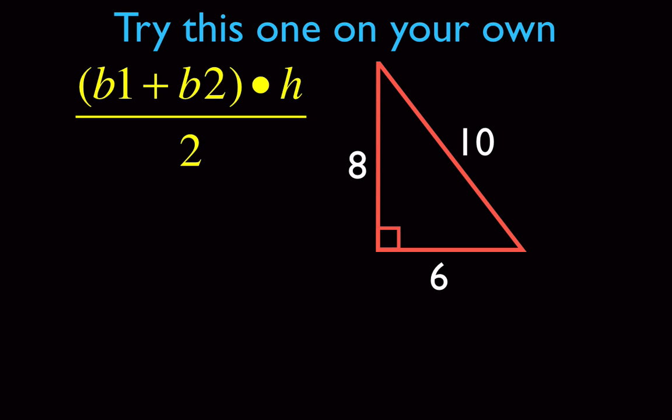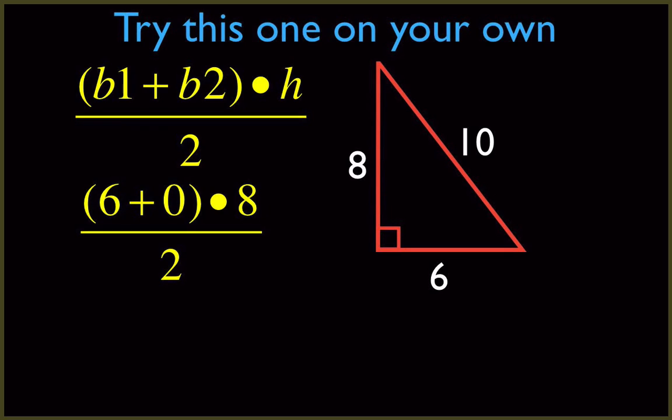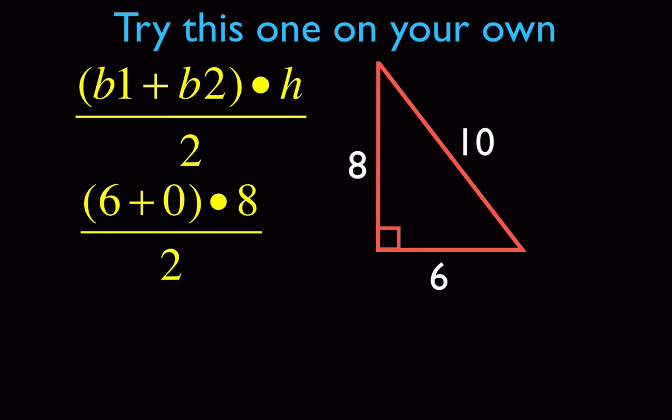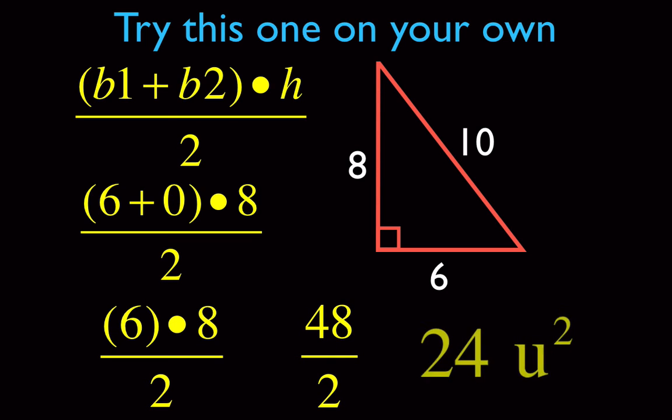Alright, so hopefully here you ignored the 10 and remember that the base 2 is actually 0 on a triangle. So whatever the other side is, that's 0. 6 plus 0 is obviously 6. 6 times 8 is 48. And 48 divided by 2 is 24 units squared.